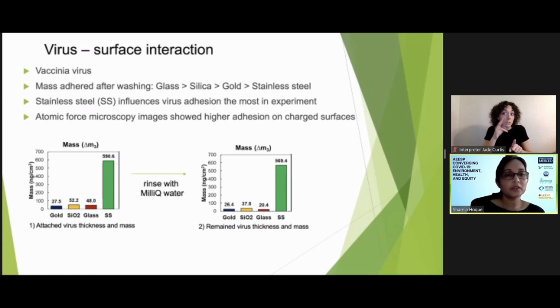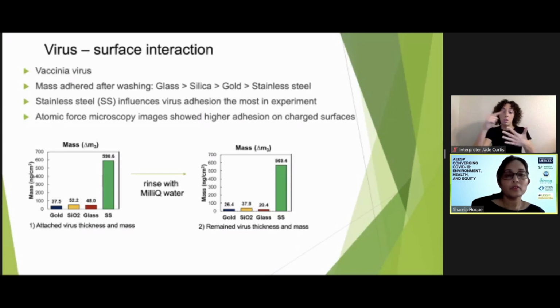The experiments were done with multiple surfaces: glass, silica, gold, and stainless steel. We are continuing our experiments with copper surfaces, as well as with measles virus. Current results have shown that stainless steel stands out for having a high mass adsorption onto the surface. When we subsequently try to wash it off, stainless steel actually holds on to the virus, as opposed to glass, which allows the most washout, followed by silica and gold.